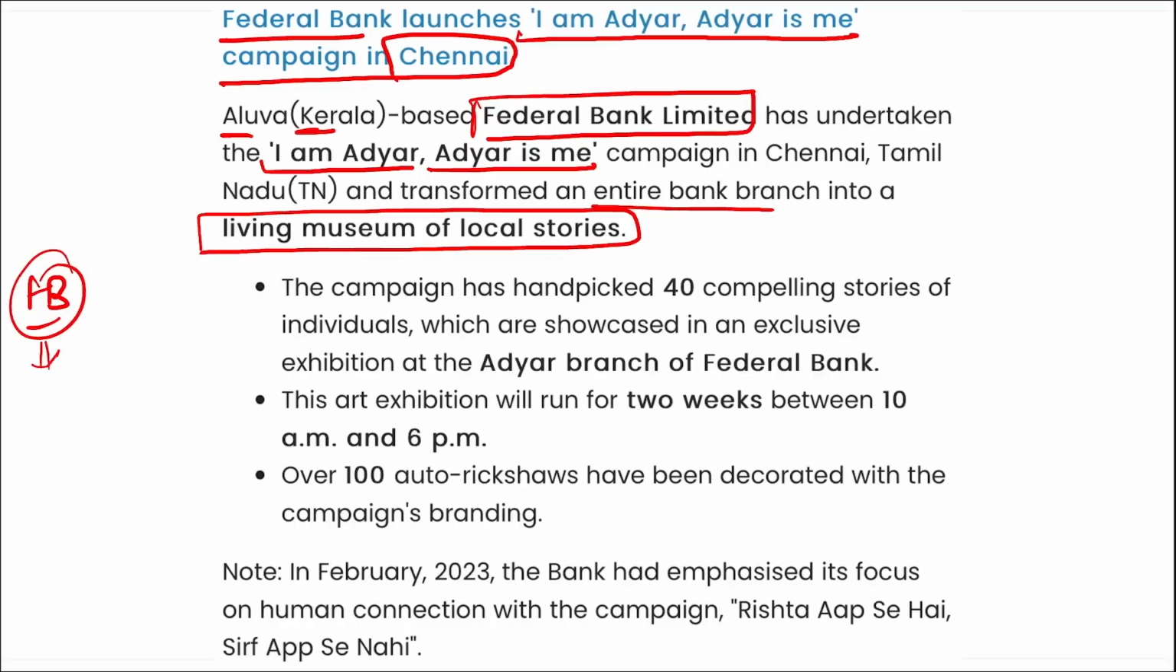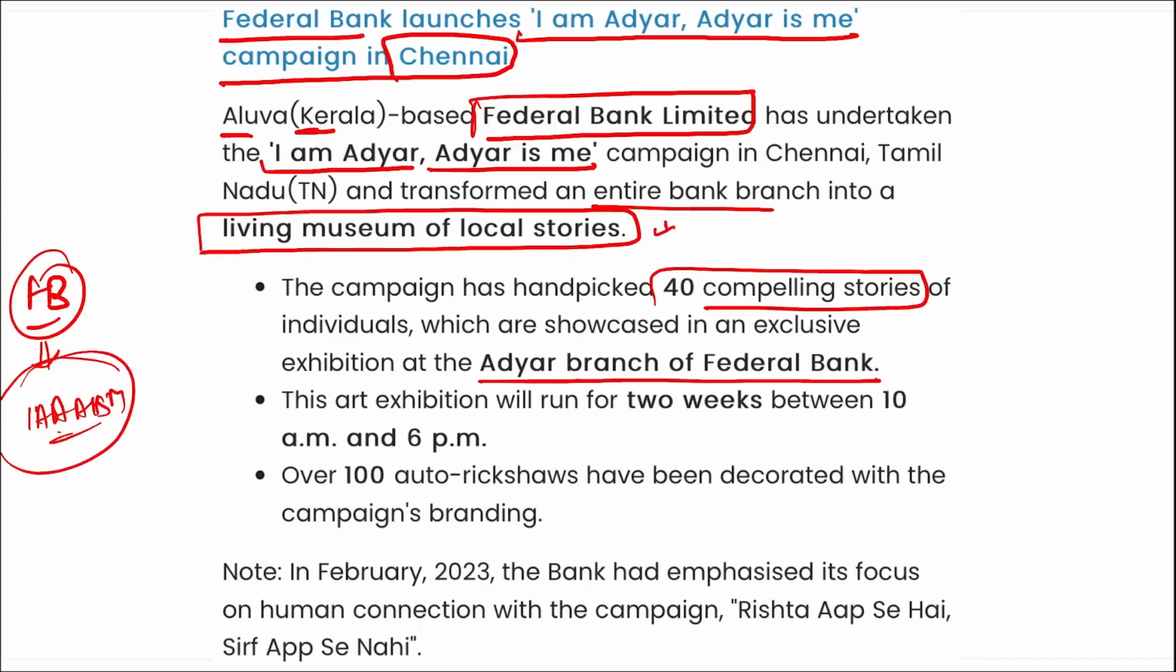Next thing, what is the name of the campaign that was launched by Federal Bank recently? It is I Am Adiyar, Adiyar is Me. Correct? This campaign has handpicked 40 compelling stories of individuals which are showcased in an exhibition at the Adiyar branch of this Federal Bank, that is in this museum. This art exhibition will run for 2 weeks between 10 AM and 6 PM and over 100 auto rickshaws have been decorated with the campaign's branding. Correct? So remember this campaign, I Am Adiyar, Adiyar is Me, and the living museum of the entire bank branch in Chennai, Tamil Nadu was done by Federal Bank.